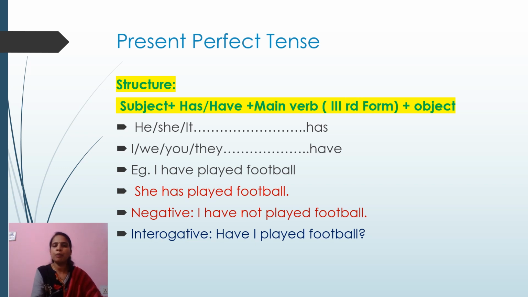Example, I have played football. When the subject becomes she, has played football. While making negative, put not just before the main verb, that is before played: I have not played football. And whenever we make interrogative, we bring forth the helping verb again. Have I played football is the interrogative sentence.